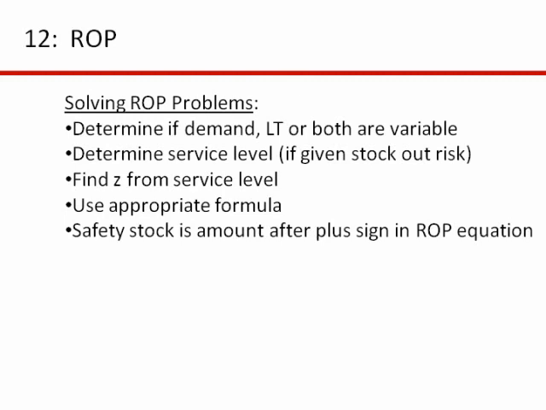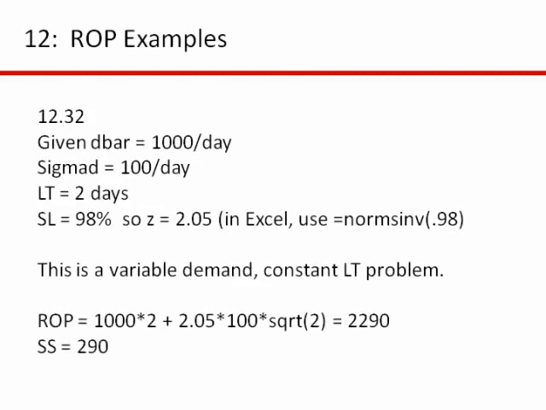All right, so let's go and do an example. This is problem number 32. It says, given that your average demand is 1,000 per day, and your standard deviation of demand, that's sigma D, is 100 per day, and if lead time is 2 days, and if your service level is 98%.